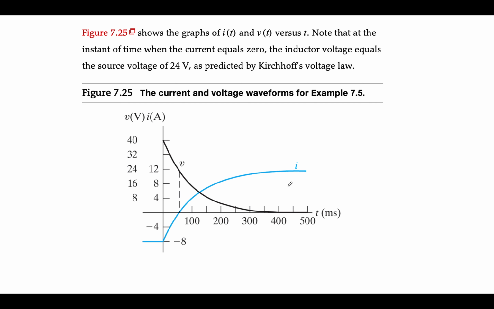So here we have a plot of current and voltage as a function of time. I really want to talk about the current. We start off with our initial condition of minus 8 amps, and you can see we approach 12 amps. So this is the same kind of exponentially shaped curve. Let's draw a dashed line.